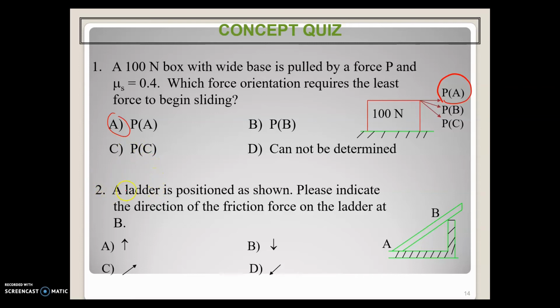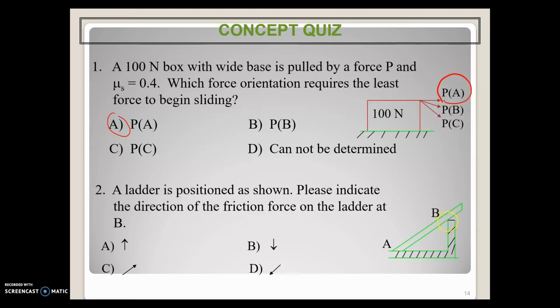So question number 2. A ladder is position as shown. Ladder ni A, B ni. Please indicate the direction of the friction force on the ladder at P. So mana friction force on the ladder pada B ni? Tak ada kat mana?